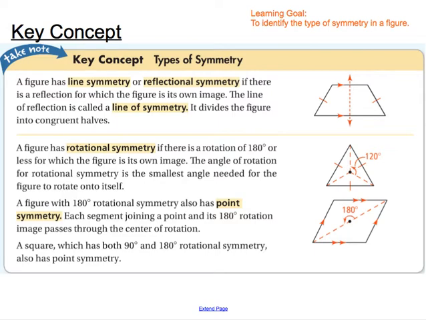And a figure with 180 degree rotational symmetry also has point symmetry. So this is a special title given to 180 degree rotational symmetry. Each segment joining a point and its 180 degree rotation image passes through the center of rotation. And so a square, which has both 90 degree and 180 degree rotational symmetry, also has this special type of symmetry called point symmetry.